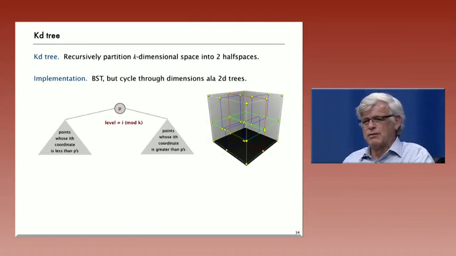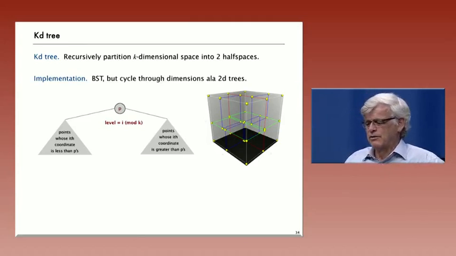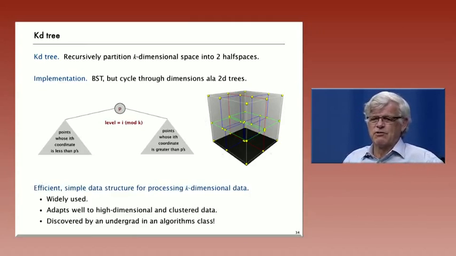So we could do Boids in 3 dimensions, or for databases with a large number of dimensions, you could do even much higher dimensional data and find nearest neighbors and do range searching extremely efficiently. It's a very efficient and simple data structure for processing k-dimensional data that's very widely used, and the whole idea is that data clusters, particularly in high dimensions.